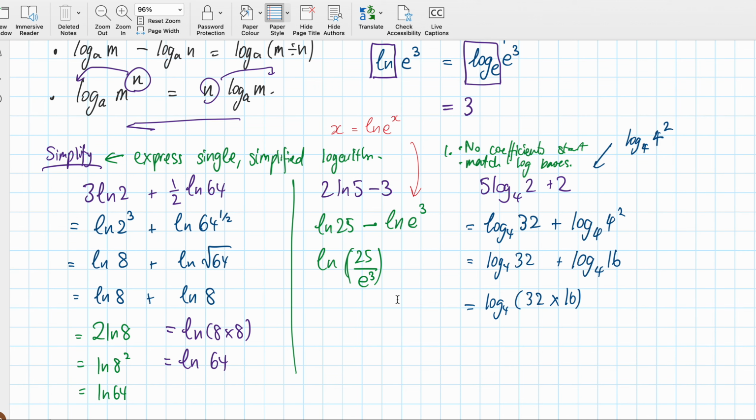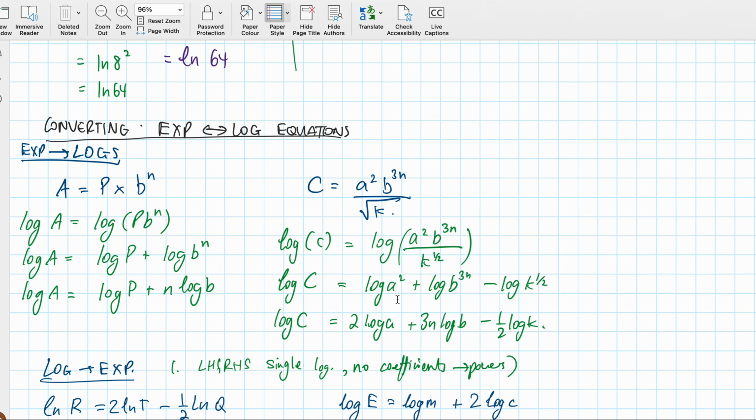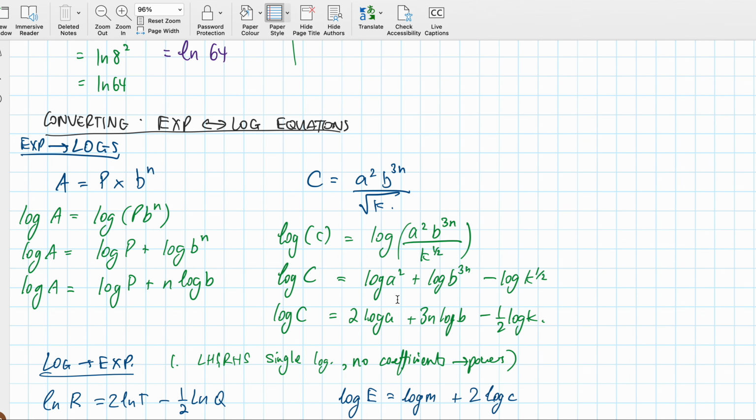We've done some simplifying of logarithms, and this will all be found in the non-calc. We're next going to be looking at converting between exponential and log equations.